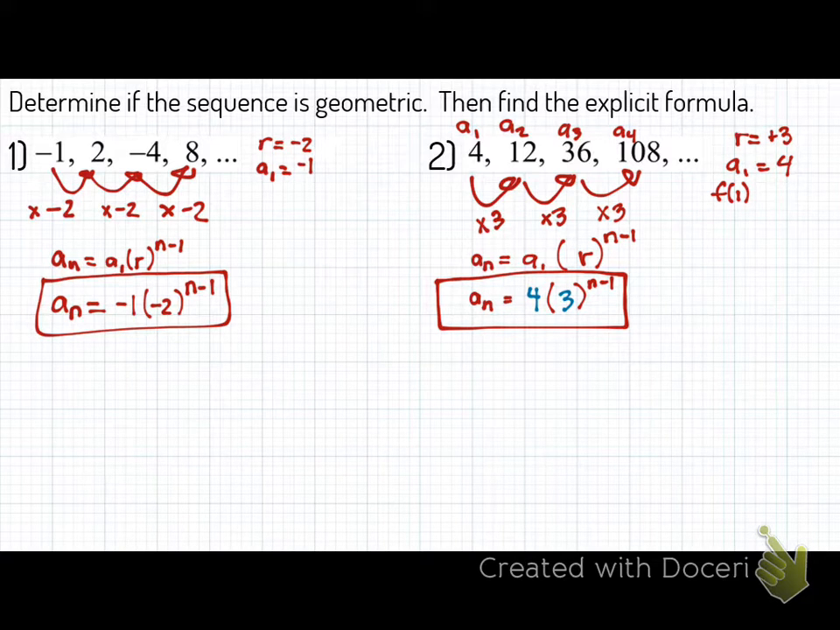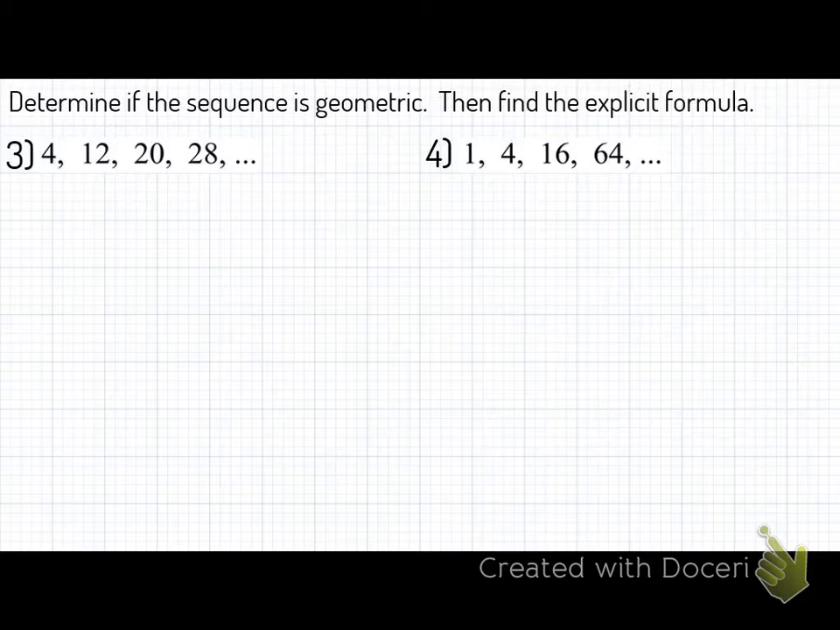Let's move on. Number 3 and 4. Remember, you're figuring out, is it a geometric sequence? If so, what is the ratio, and what's the equation? With your groups, we have 4, 12, 20, 28. It's a sequence. Talk to your groups. What's the pattern?